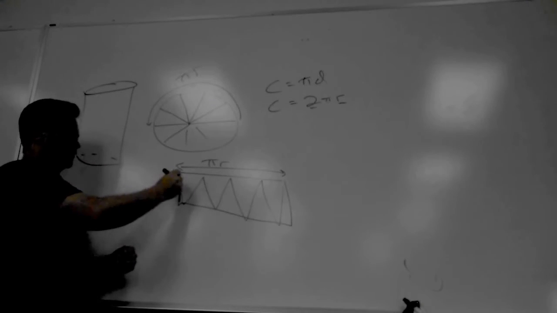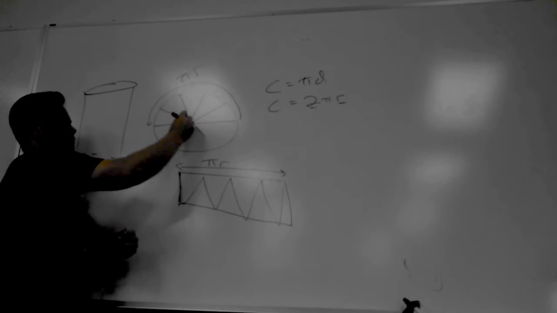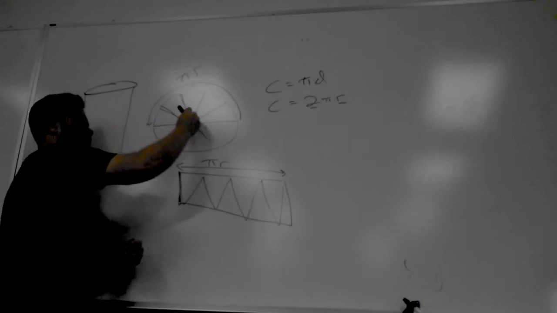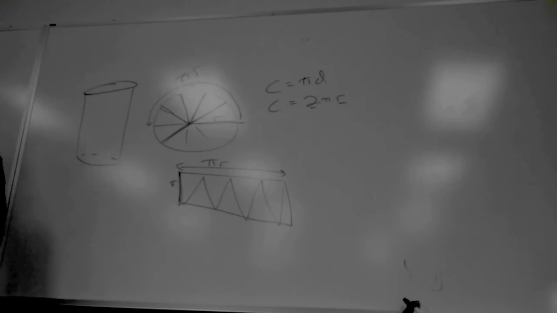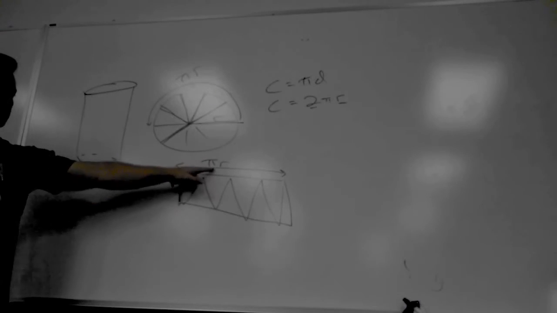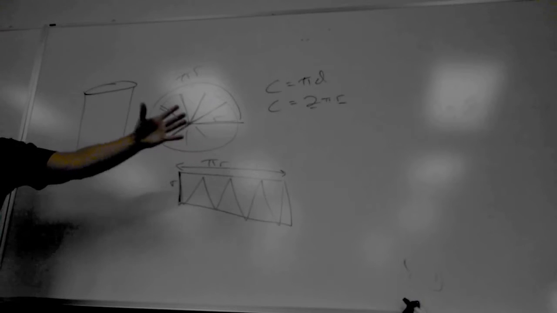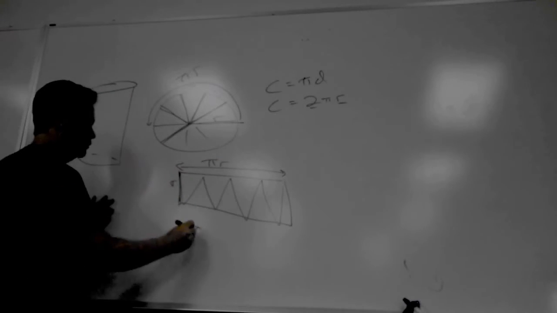How tall is this? What is this for every triangle? That's from the center out. So that is the radius. So that's radius tall. So what's the area of that rectangle? Length times width? Pi r squared. So r times pi r is pi r squared.